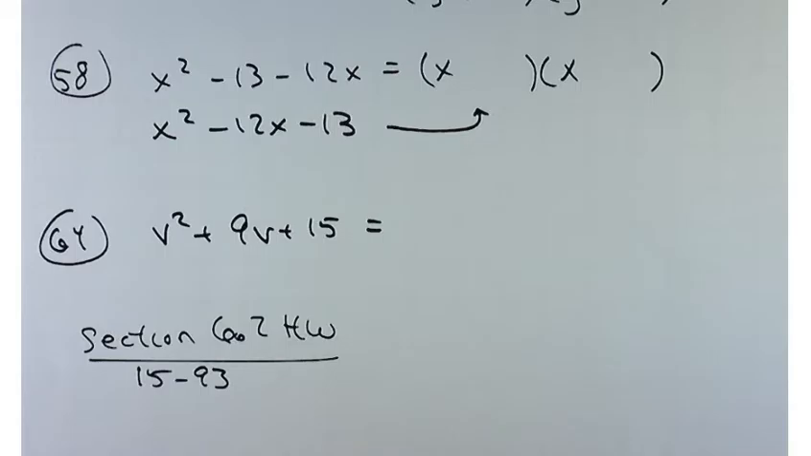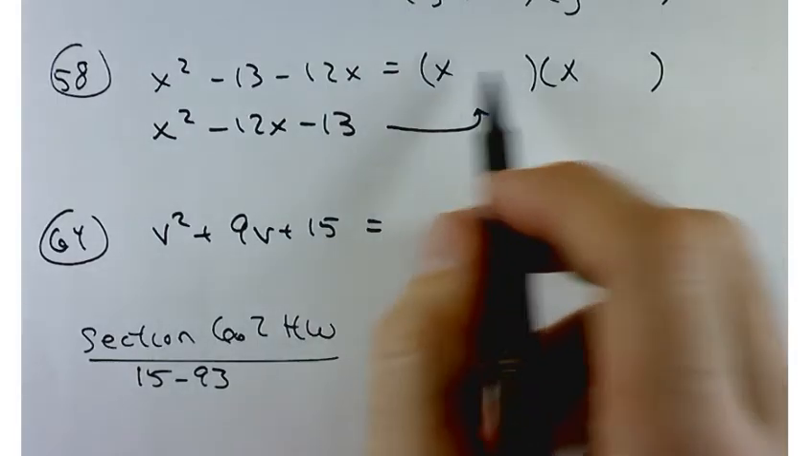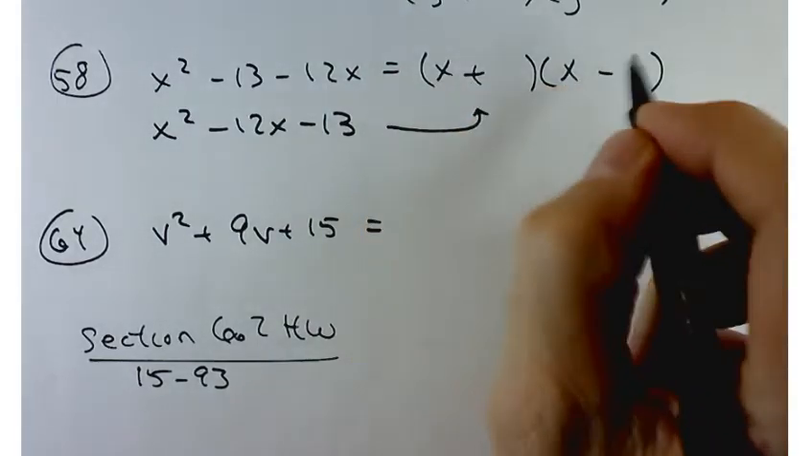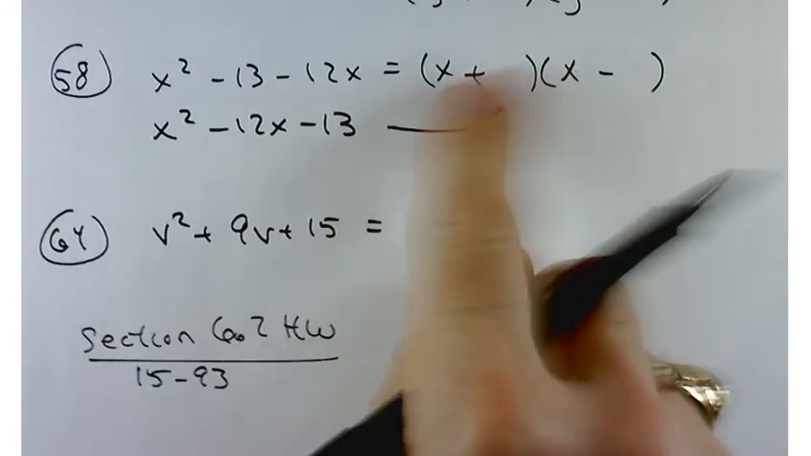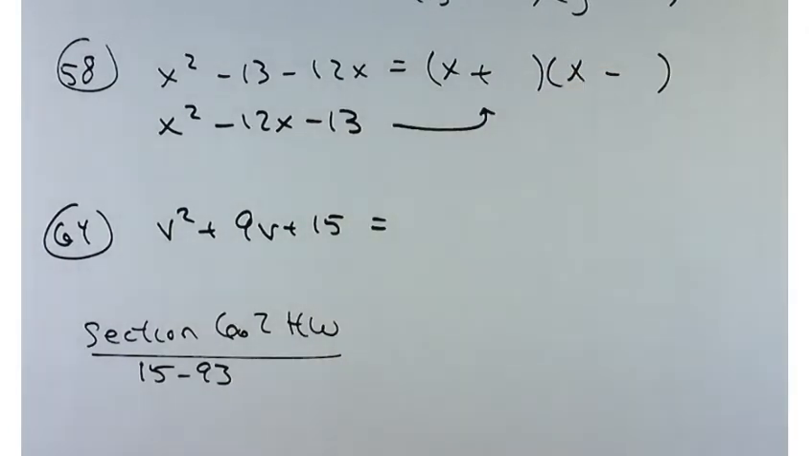Austin, what signs should I use here? Good, a plus and a minus. The last term is negative, so these have to have opposite signs. What would those two numbers be? Two numbers that multiply to, excuse me, negative 13 and add to negative 12?